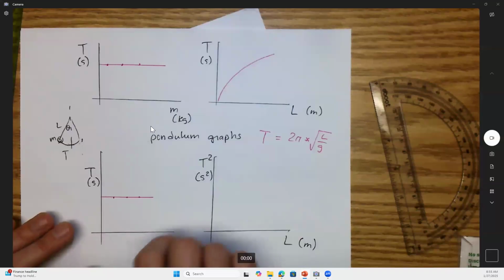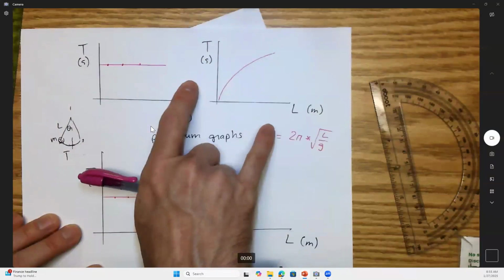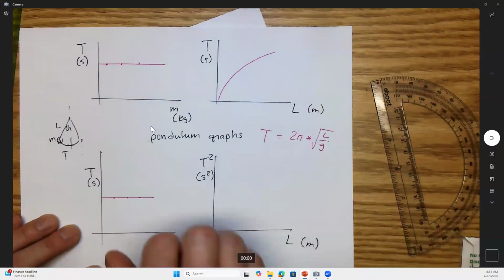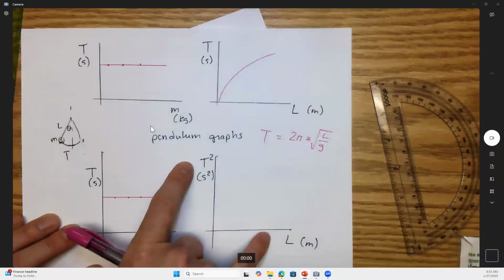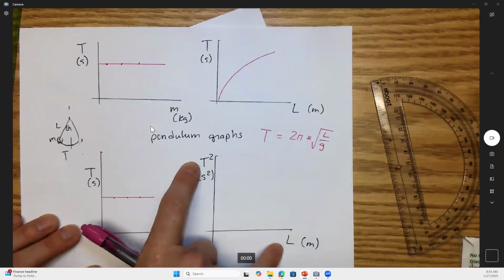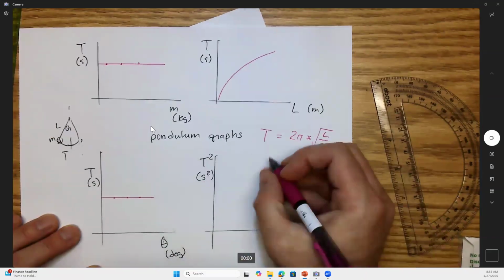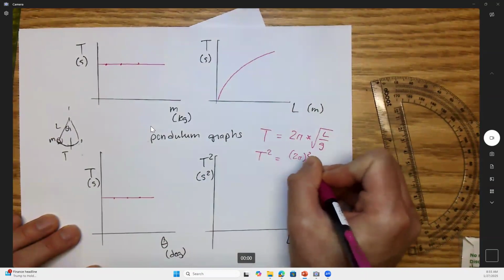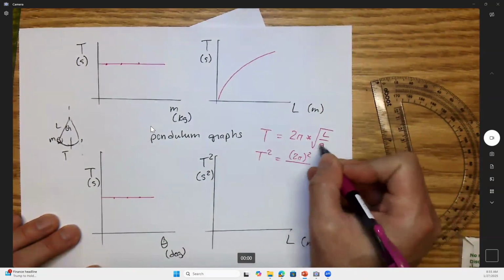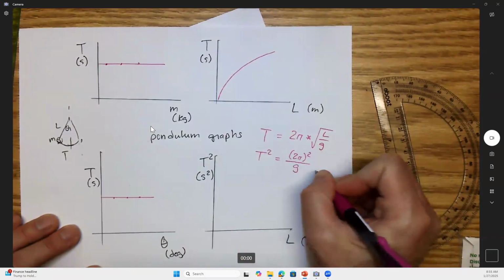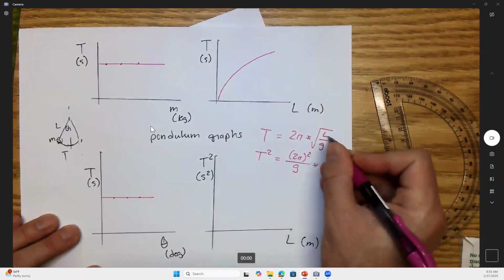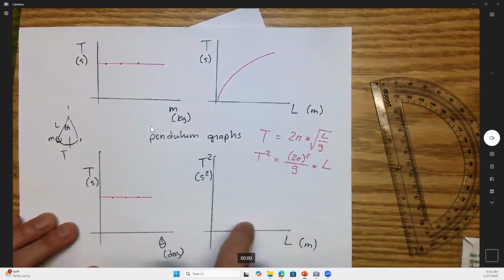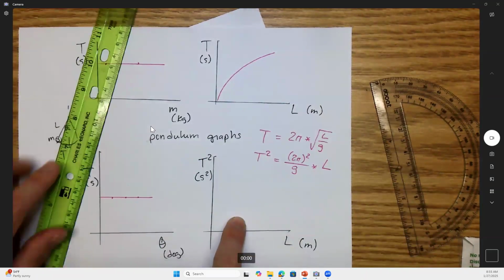So there are two immediate ways to linearize this. You could do time period versus the square root of length. That would linearize. Or you could do what we did Friday, time period squared versus length. Could I take this and square both sides? Time period squared equals a 2 pi quantity squared. Now I have the square root of g down here. If I square that, it brings back g. And then the square root of L being squared is just L. So what shape does this last graph look like?